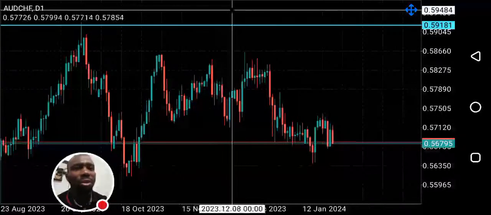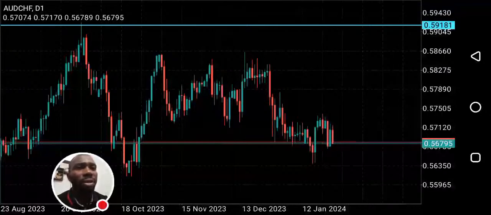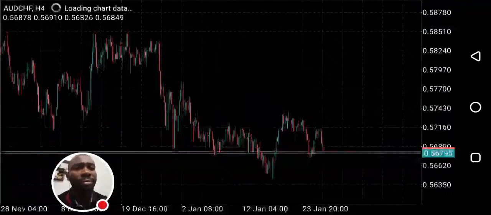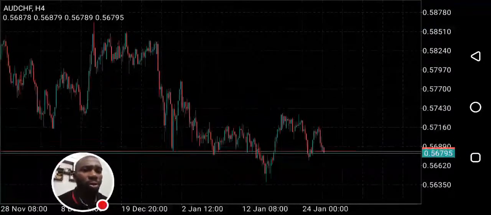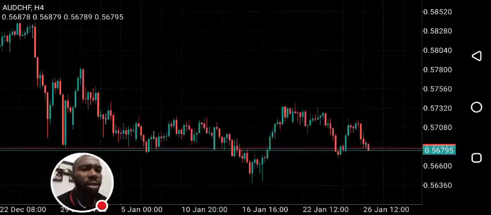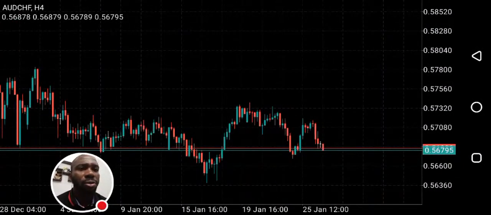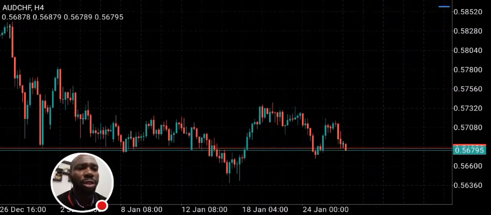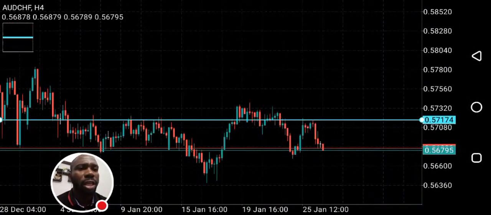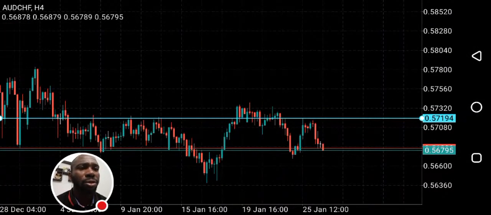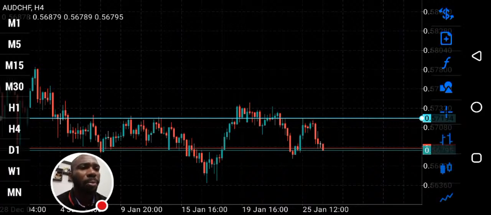Let's go down to 4 hour. Okay, so this is what we have on 4 hour. On 4 hour, if we want to change our bias from bearish to bullish, we could wait for this high, a shift in market structure, a break of structure above this level.